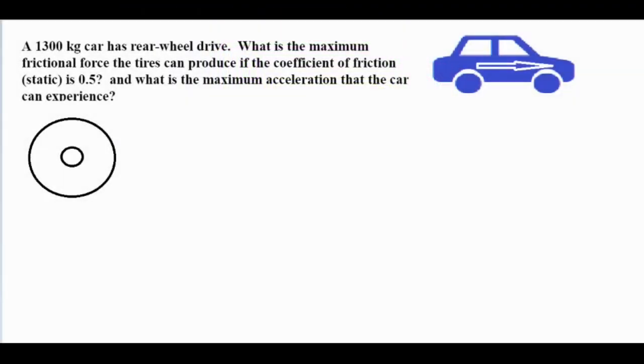In this video, we're going to be taking a look at a situation where a tire is rotating, and we're going to find the maximum force of friction that the tire can withstand and the maximum acceleration of the car as well. So we have a 1,300 kilogram car, and it has rear wheel drive, and we're asking what's the maximum amount of frictional force the tires can produce if the coefficient of friction is 0.5. And we're also going to find the maximum acceleration as well.